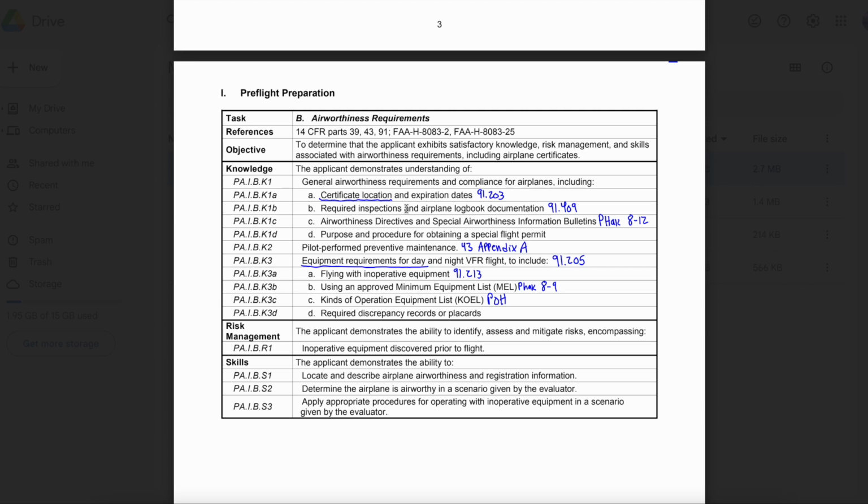Where must the airworthiness certificate be located? The certificate must be displayed at the cabin or cockpit entrance so that it is legible for passengers or crew. Who is responsible for ensuring the aircraft is maintained in an airworthy condition? The owner or operator of an aircraft is primarily responsible for maintaining an aircraft in an airworthy condition.